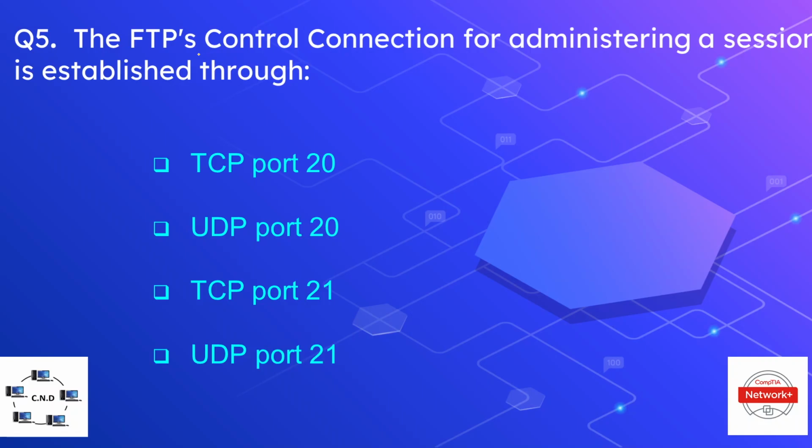Question number 5 is that the FTP's control connection for administering a session is established through, and the options are again TCP port 20, UDP port 20, TCP port 21, and UDP port 21. And the correct option is TCP port 21. So we saw that TCP port 20 is used for data connection, and TCP port 21 is used for control connection.